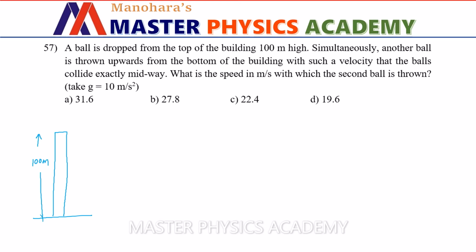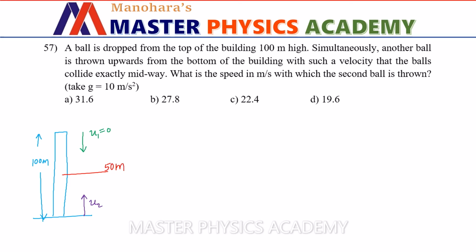A ball is thrown upwards with some initial velocity, say u2. This is the second ball, that's why I am writing subscript as 2. Simultaneously, another ball is dropped down from the top of the tower with 0 initial velocity. Both the balls will meet at the mid point of the tower, that is 50 meter from the top, 50 meter from the bottom. So that is the meeting point.